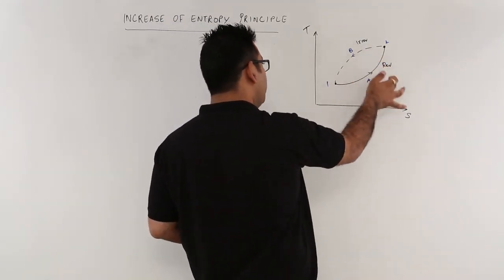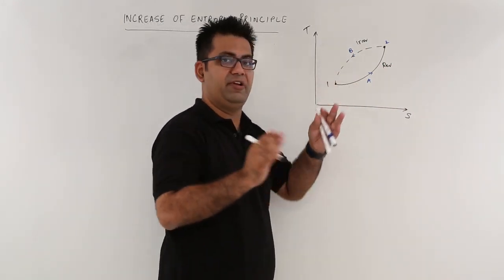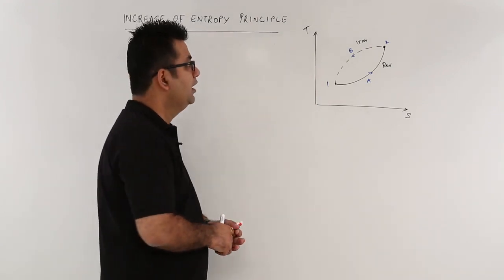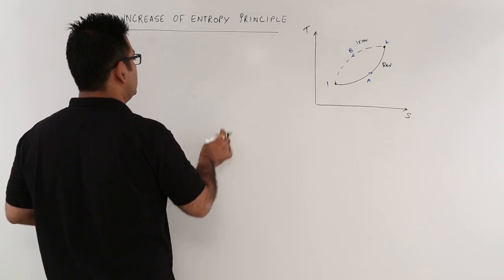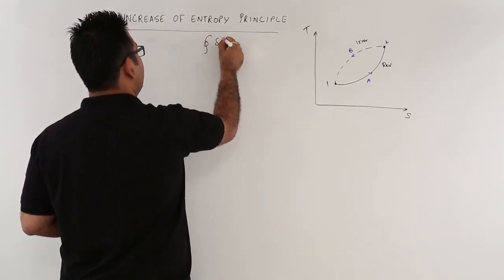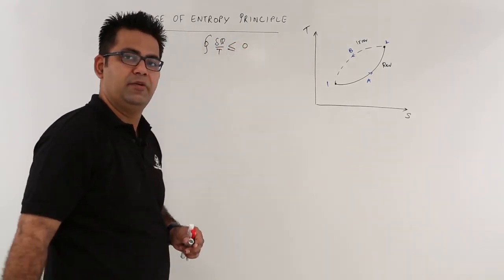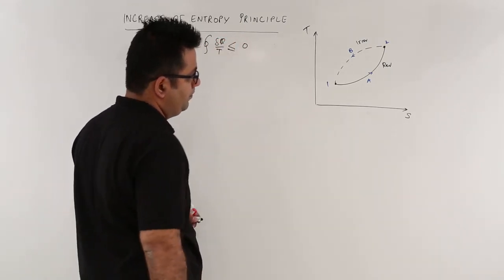Had both the paths been reversible, then it would have become a reversible cycle, but now it becomes an irreversible cycle. Okay, now if you go by the Clausius inequality, so Clausius inequality says the integral of delta q upon T is less than or equal to 0. Okay, so delta q upon T is less than or equal to 0.